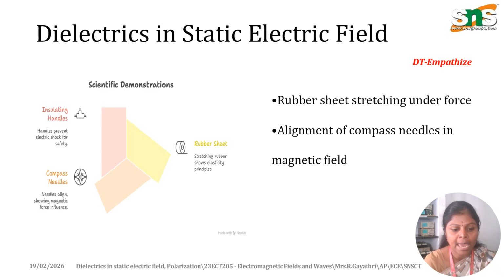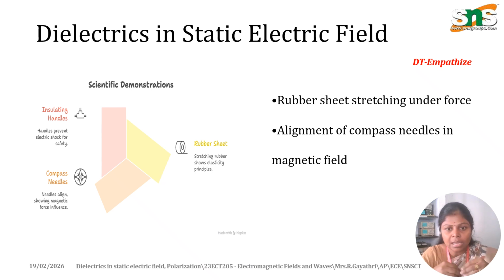Coming to dielectrics, a dielectric has conductivity as zero. In a dielectric there are no free electrons flowing in that material. An example of a dielectric in an electric field is a rubber sheet, when it is subjected to some force. It does not have any free electrons.